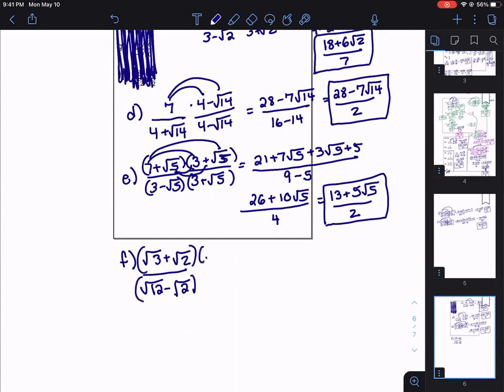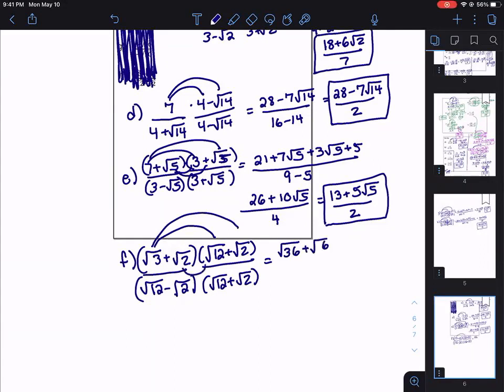So checking on F, we get radical 12 plus radical 2. Remember, it's always the conjugate of the denominator to make it rational. We get the square root of 36 plus the square root of 6 plus the square root of 24 plus the square root of 4, which is 2, all over 12 minus 2 in the denominator, because the radicals will just cancel on us. Sorry about that.